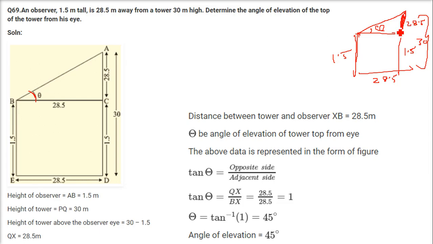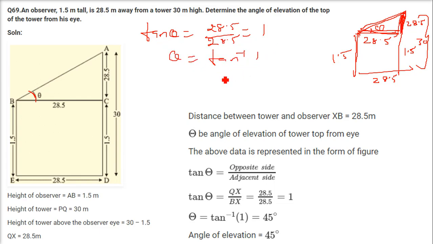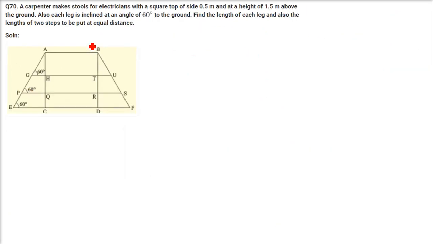This is this height, you can say, and this is the 28.5. So if I take this triangle, tan theta is equal to 28.5 by 28.5, which is essentially equal to 1. Tan theta is 1, so theta is equal to tan inverse 1, and this is going to be 45 degrees. This angle of elevation is 45 degrees.